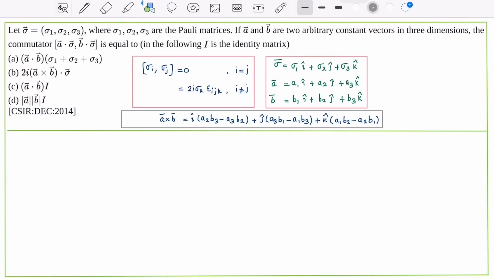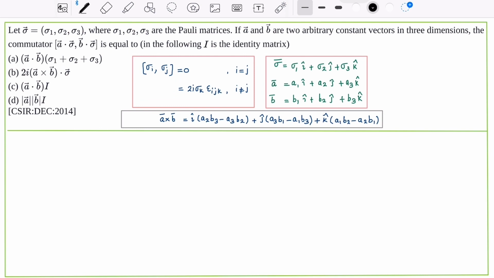Problem 70, quantum mechanics. The question is, let sigma be equal to sigma 1, sigma 2, sigma 3, where sigma 1, sigma 2, sigma 3 are Pauli matrices. If vector A and vector B are two arbitrary constant vectors in 3 dimensions, the commutator of A dot sigma and B dot sigma is equal to. Here we have to find the value of the commutator of A dot sigma and B dot sigma.